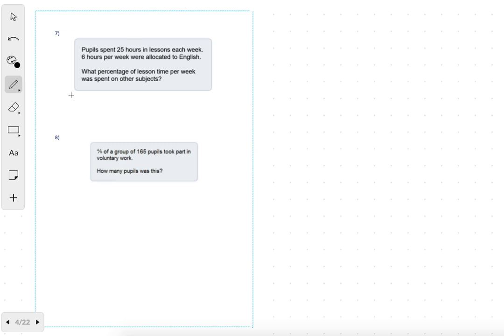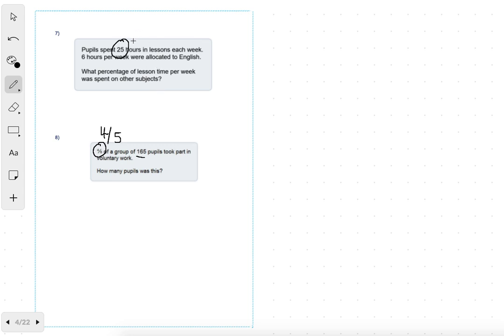Questions 7 and 8. To be honest, question 8 there isn't really much to talk about there. You need to know how to do fractions of an amount, but I don't really see any particular common mistakes in there. You would just divide 165 by 5 and then times by 4. That's not very clear, that's a little bit small. That does say 4/5. So when you're doing a fraction of an amount, you divide by the bottom number and times by the top number.